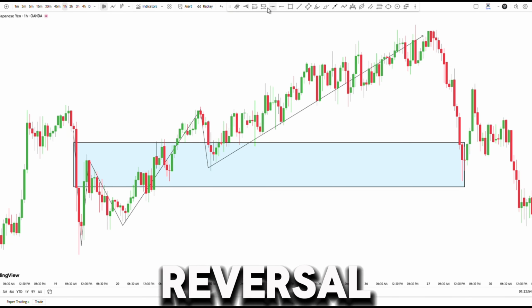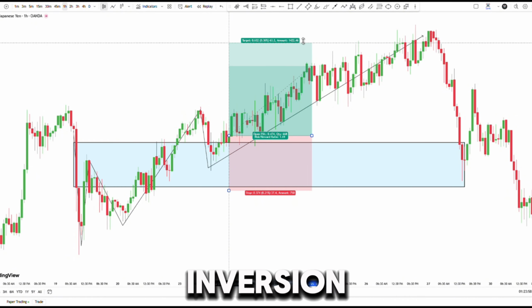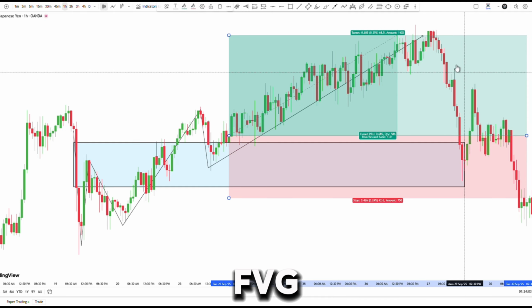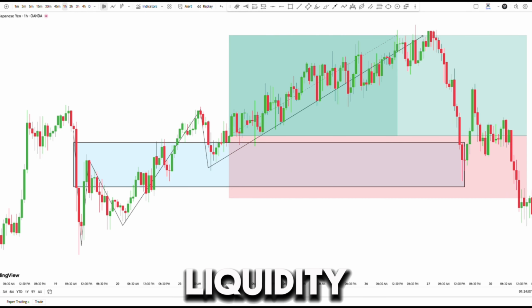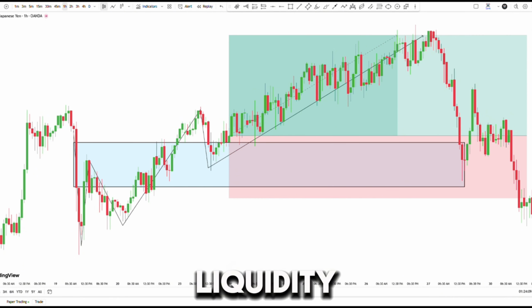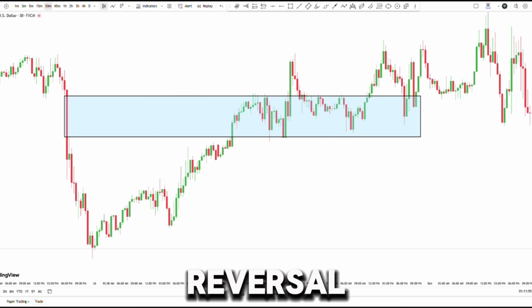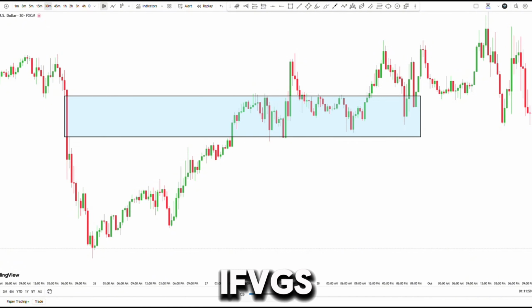Trading strategies. Reversal trades. After invalidation, enter in the direction of the inversion. For a bullish IFVG, an inverted bearish FVG, buy above the new gap, targeting previous highs. Liquidity raid setups. Combine with liquidity pools, e.g., equal highs and lows. IFVGs often follow sweeps, so trade the reversal post-sweep. Multi-timeframe analysis. Spot IFVGs on lower timeframes within higher timeframe FVGs for layered entries.